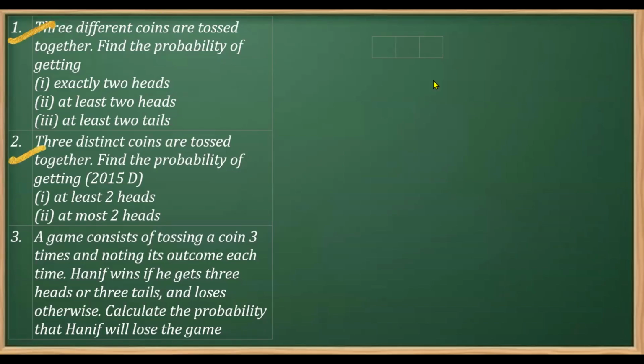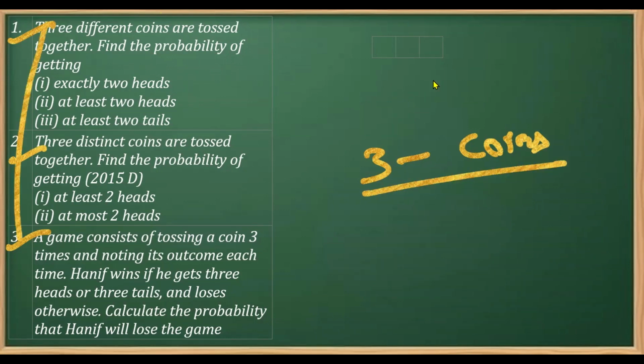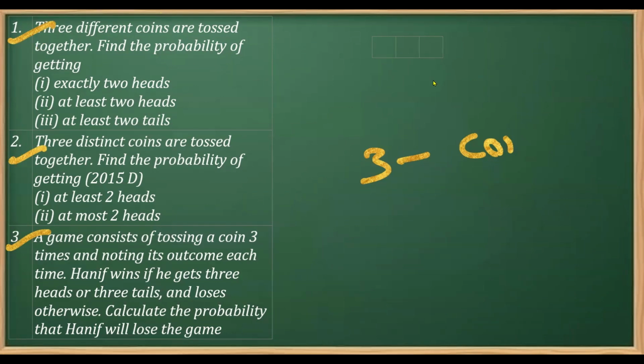In this video, we are going to do 3 questions from the chapter probability, which is based on tossing 3 coins. Now, before we read the question, I'll suggest you understand the sample space involved in this kind of question. First of all, you should know how many coins are there.